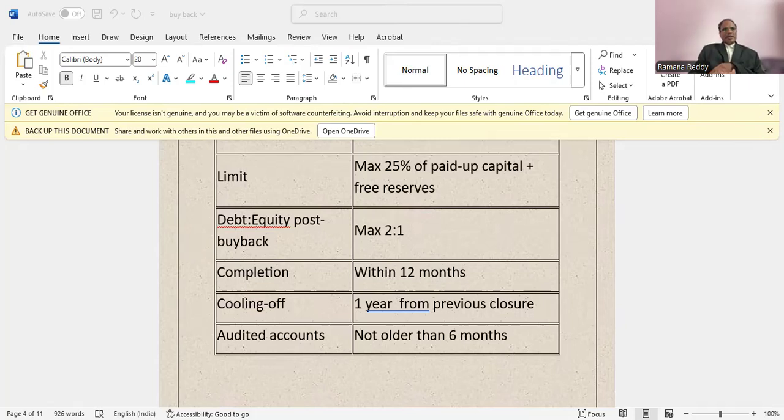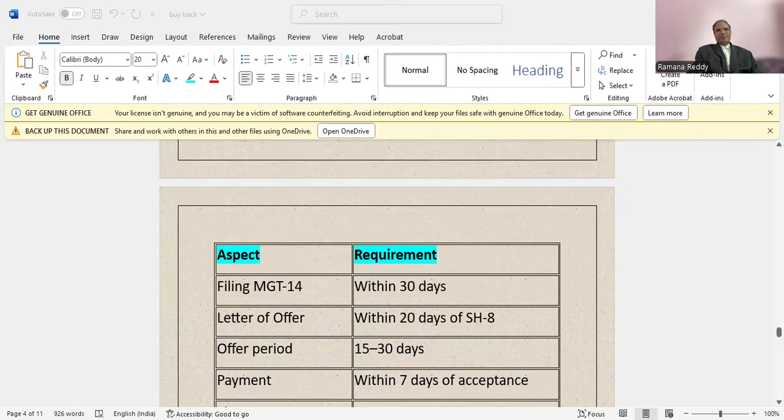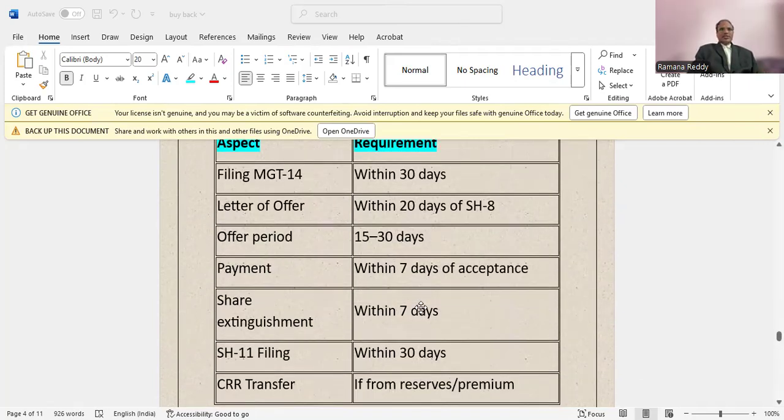And audited accounts not older than 6 months. Then filing of MGT 14 within 30 days, letter of offer 20 days from SH8, offer period 15 to 30 days, and payment within 7 days of acceptance. Share extinguishment: within 7 days we have to destroy the share certificates. SH11 filing within 30 days. CRR transfer from reserves or securities premium.